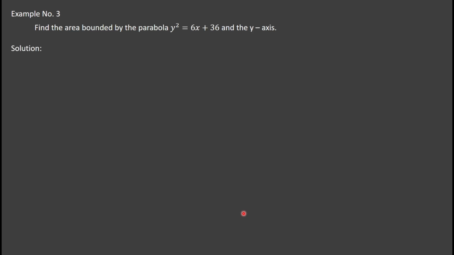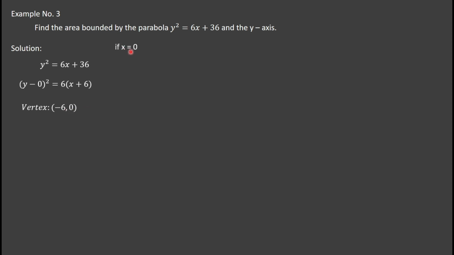So, another problem. Find the area bounded by the parabola y squared equals 6x plus 36 and the y-axis. Solution: we have the given y squared equals 6x plus 36. Then the quantity y minus 0 to the power 2 equals 6 times the quantity x plus 6. Then we have the vertex of the parabola, which is negative 6 and 0.